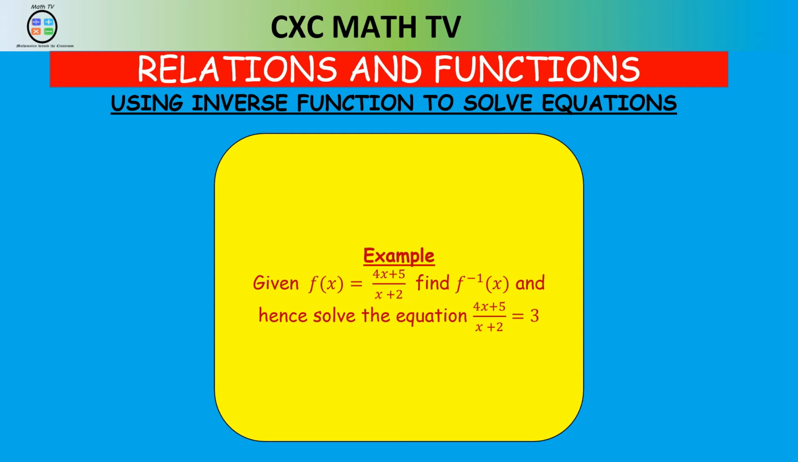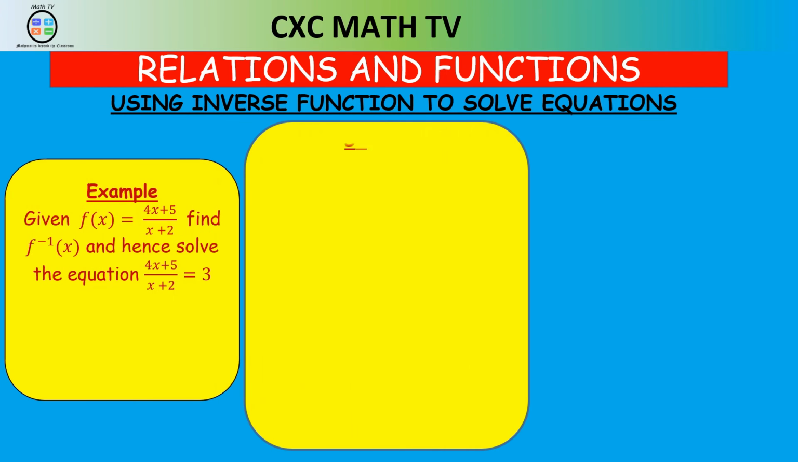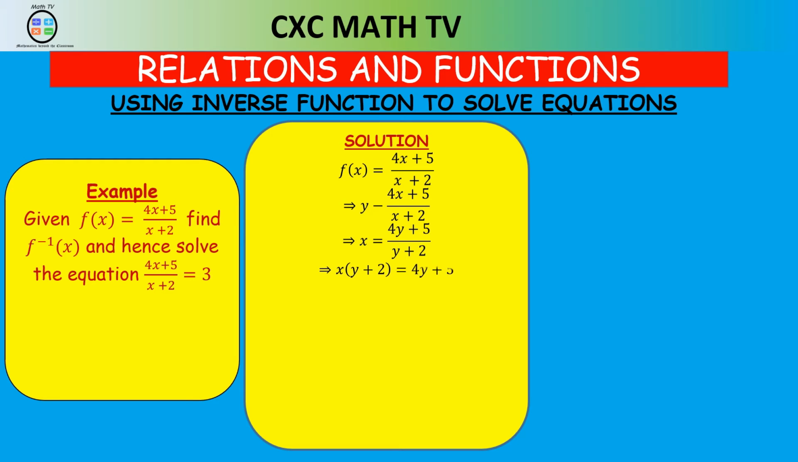Alright, let's attempt together. Part 1 said we were supposed to find f inverse. So f of x is (4x + 5) over (x + 2). Now all we're going to do is make y be f of x. So y is equal to (4x + 5) over (x + 2). Then we need to interchange x and y. So x is now (4y + 5) over (y + 2).